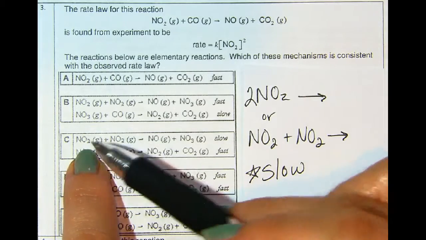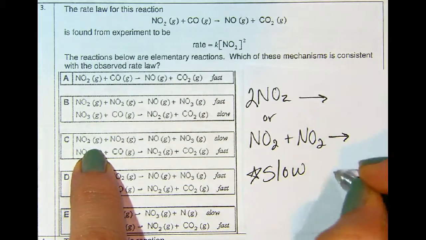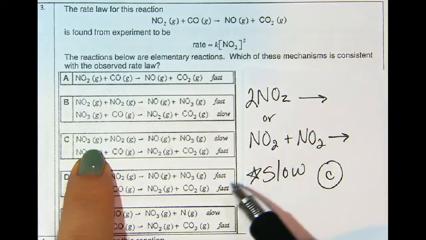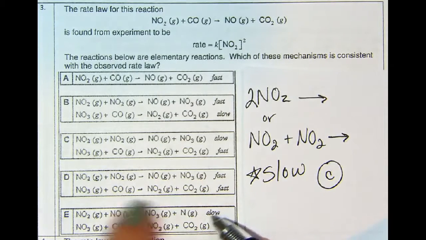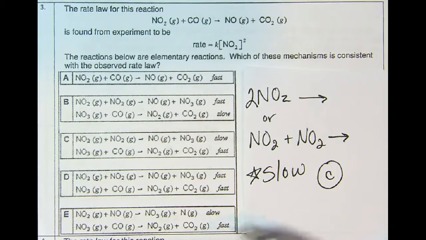Here, slow, NO2 plus NO2, C is going to be the correct answer. But just to check, see fast, fast, slow, NO2 plus just NO is why E is not the correct answer.